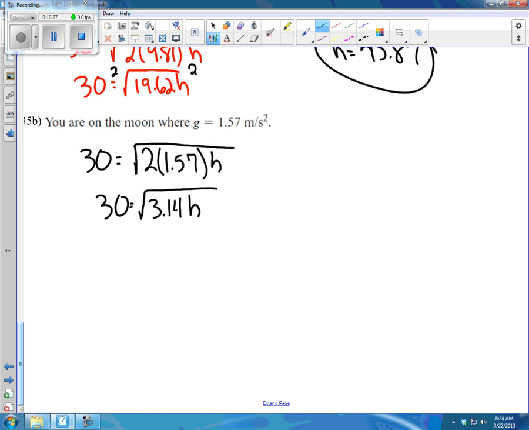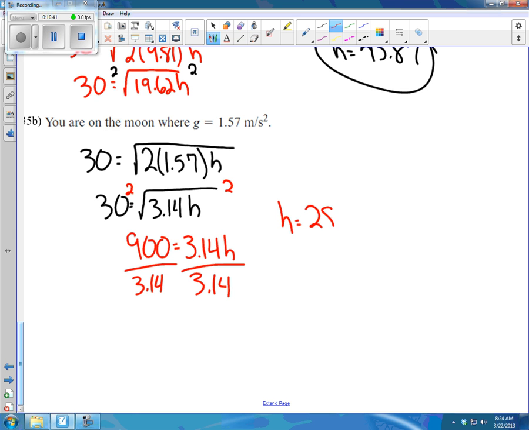So the first thing I'm going to do is square both sides to get rid of the square root. And now to get h by itself, I'm just going to divide. And now h is worth 286.62. And that is it for the review.